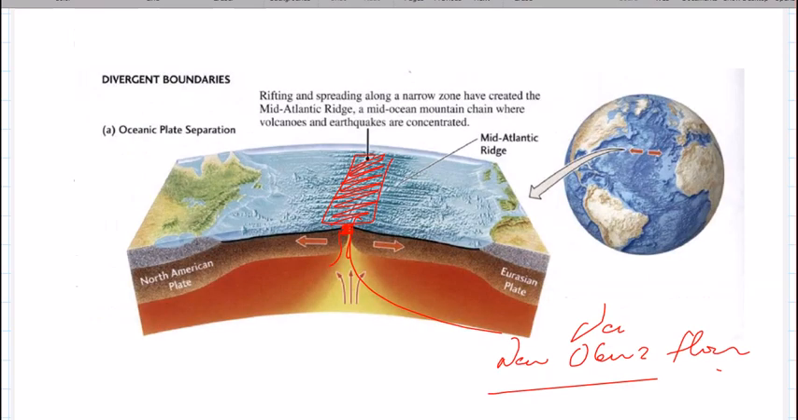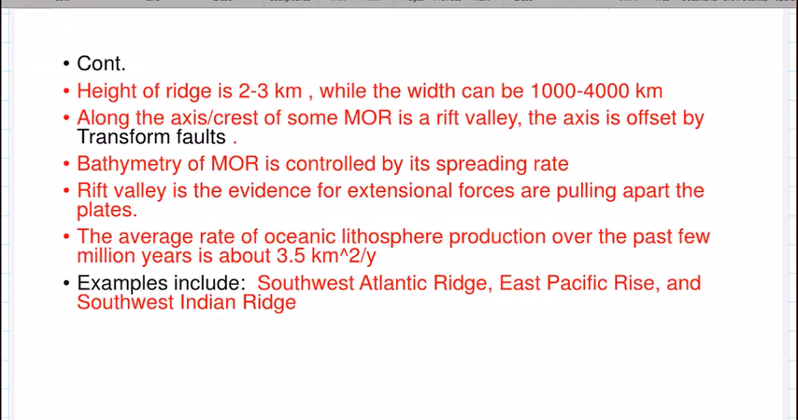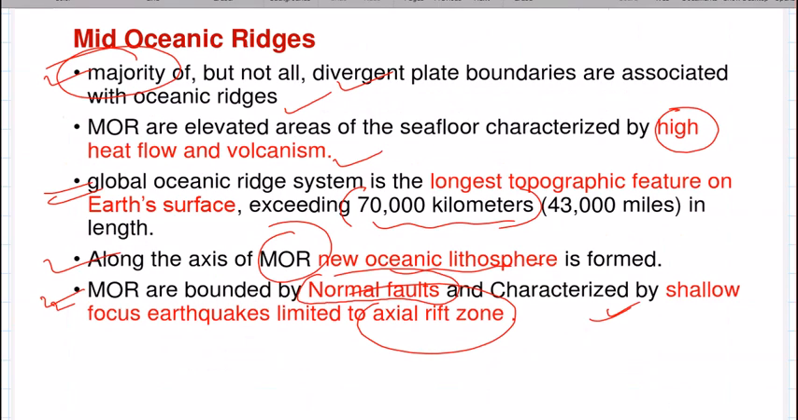What does this mean? Right. So this mid-oceanic ridge is basically bounded by normal faults. Normal faults are like this, right? Like this is your mid-oceanic ridge, something like this it happens. Lava is creating these mountain chains, and the boundary is of normal faults. So they are basically bounded by these normal faults.